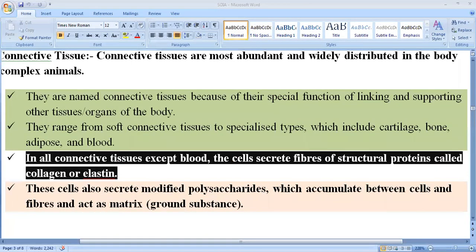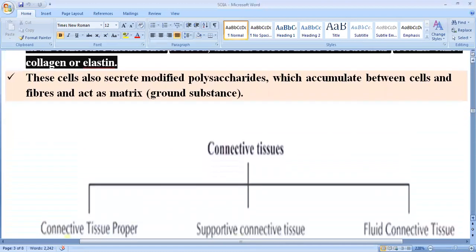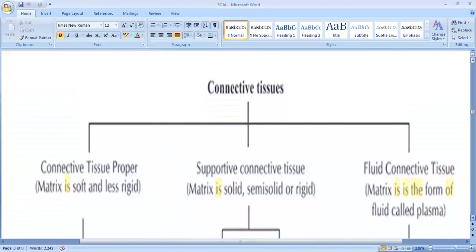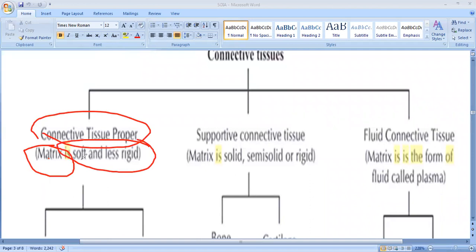Okay. So next you can see the diagram, a flow chart, by which we are explaining the types of connective tissue. And I had already told you that connective tissue is generally found in 3 different types. So here you can see one by one. First they have given the connective tissue proper, and here you will see the matrix, that is the modified polysaccharide found in between two cells. So this matrix is soft and less rigid.